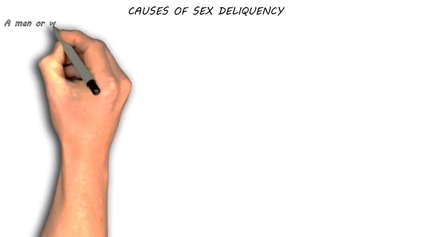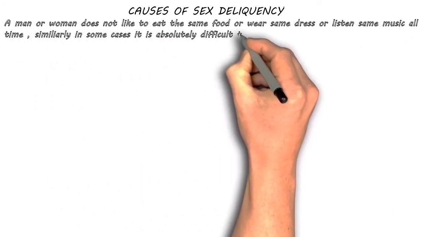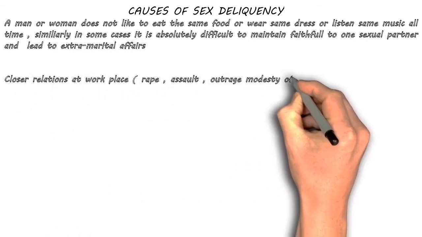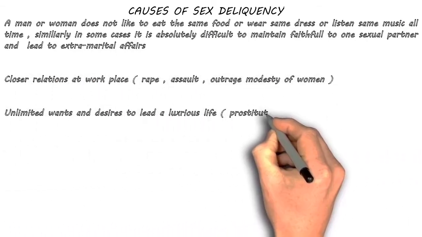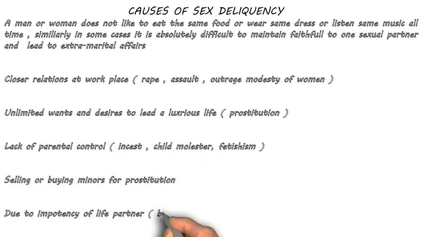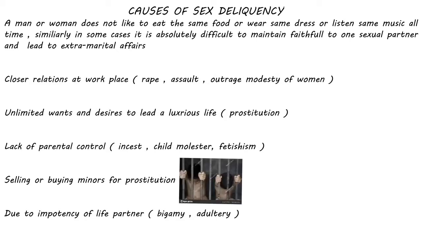Causes of sex delinquency. A man or a woman does not like to eat the same food, wear the same dress, or listen to the same music all the time. Similarly, in some cases it is absolutely difficult to remain faithful to one sexual partner, which leads to extramarital affairs. These are the points which I have mentioned. You can find sexual delinquency in close relations at workplaces, unlimited wants and desires which lead to a luxurious life, lack of parental control, and selling or buying minors for prostitution.